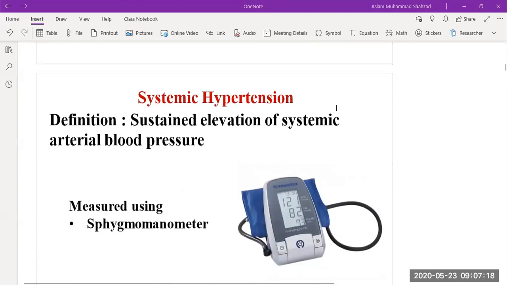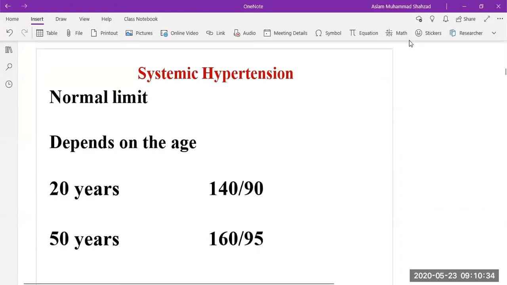So how can we define systemic hypertension? It is defined as a sustained elevation of systemic arterial blood pressure. So how can we determine systemic hypertension? We can measure it using a sphygmomanometer. So what is a normal limit of blood pressure?